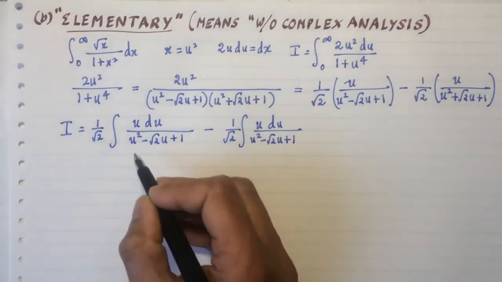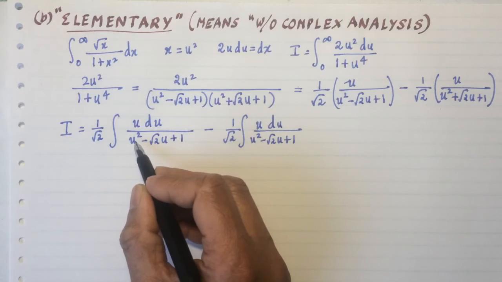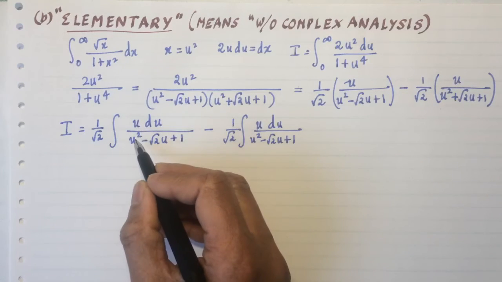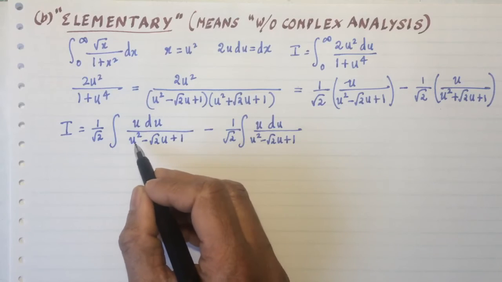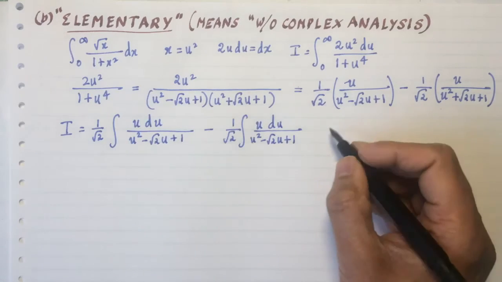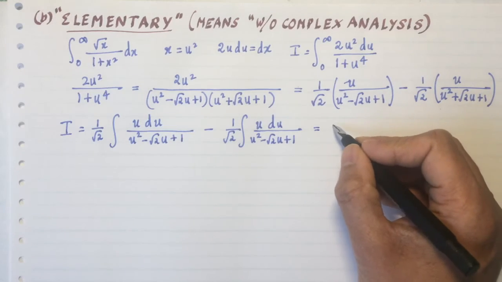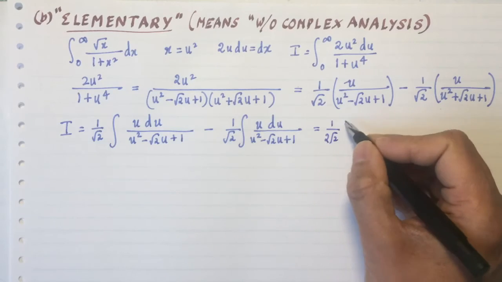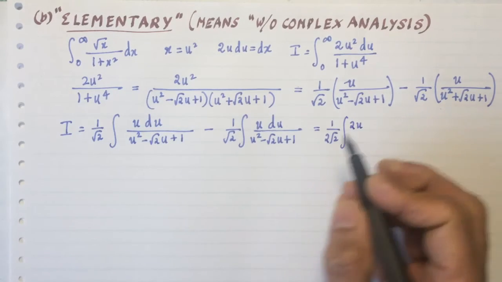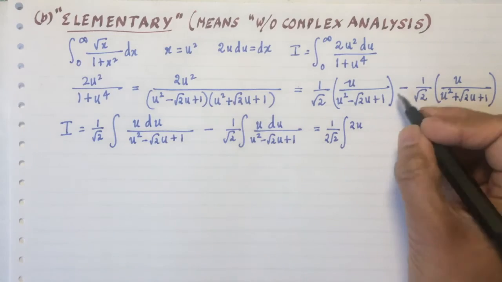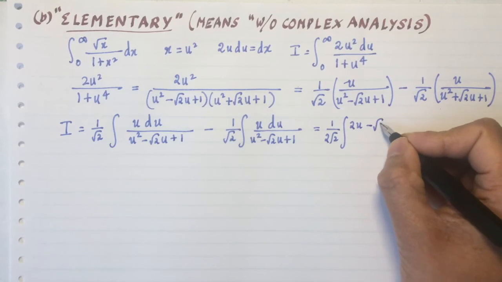Now at this point, I realize the denominator has a derivative that's kind of like the numerator, except not quite. The derivative of the denominator is 2u minus root 2. So I'll make it happen. One way to make it happen is to divide by 2 first, and then write it as 2u. Well, I have 2u, but I don't have root 2. So I'll manufacture that by adding and subtracting it.